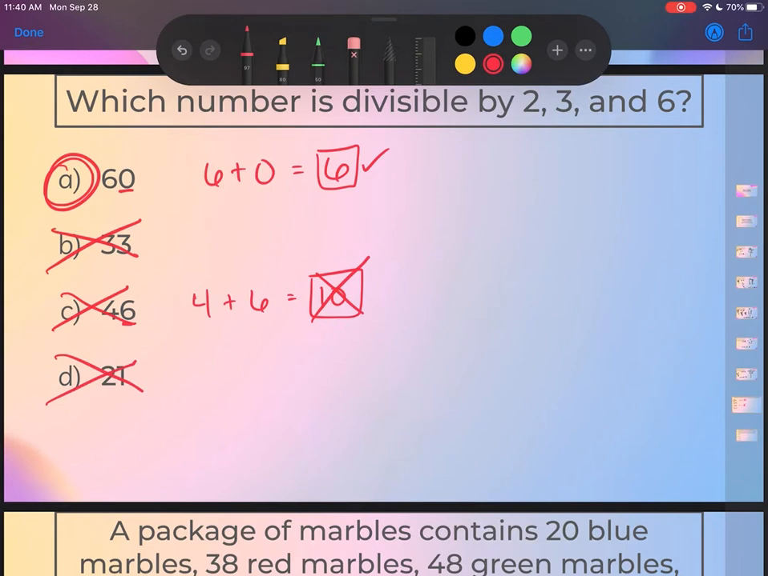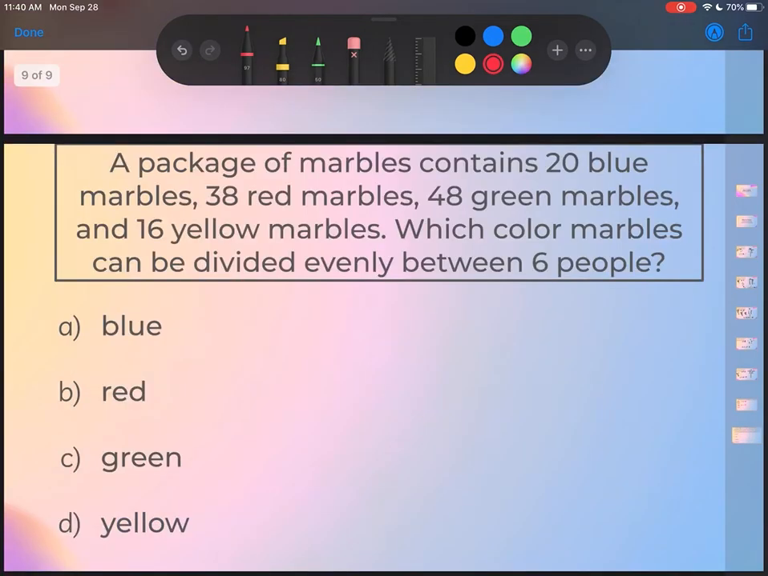Now, let's look at our last question before we look at our assignment today. It says a package of marbles contains 20 blue marbles, 38 red marbles, 48 green marbles, and 16 yellow marbles. Which color marbles can be divided evenly between 6 people? So we need to think about our numbers.